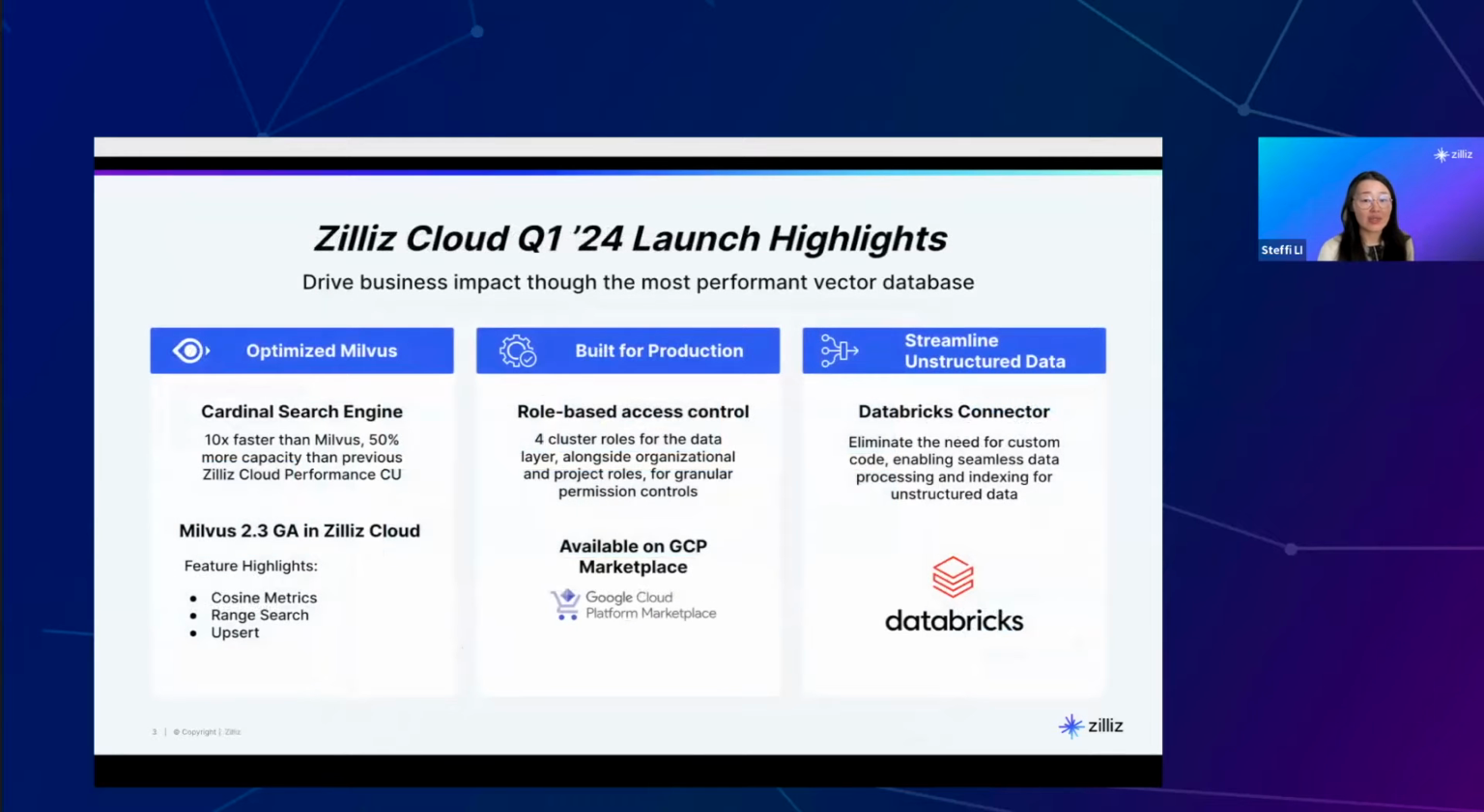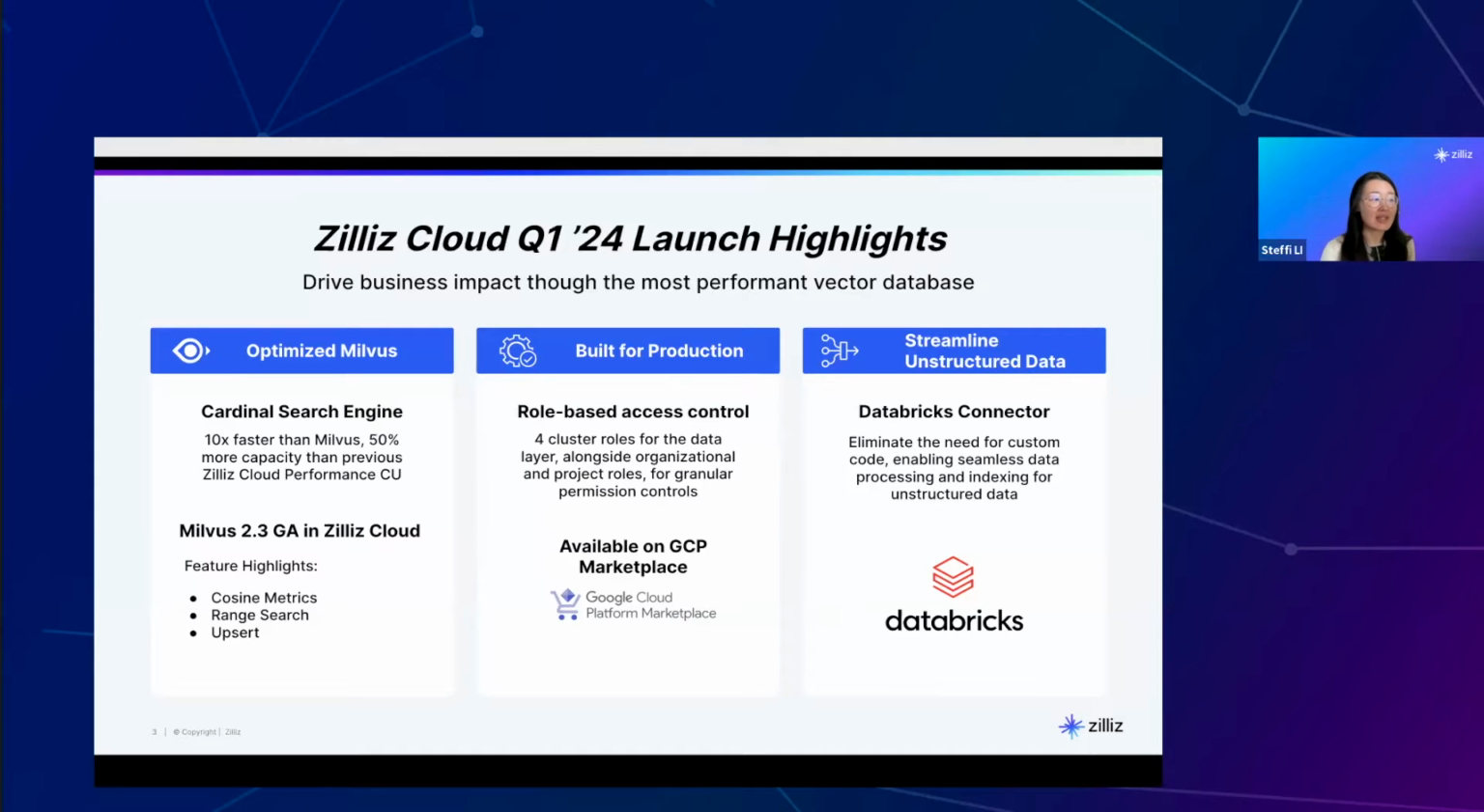Now let's get right into these very exciting launch highlights. That's the pillar I mentioned earlier. Let's start with the optimized Milvus. The key highlight of this launch is Cardinal. Cardinal is a highly efficient vector search engine designed for fast approximate nearest neighbor search, what we call ANNS. It can handle a wide range of tasks and support various data formats.